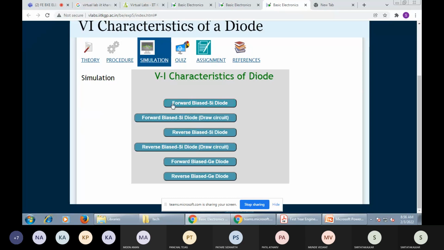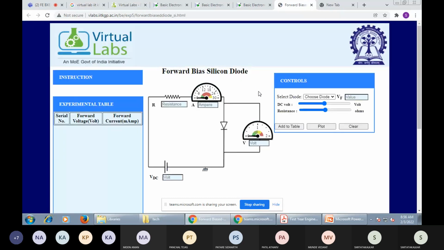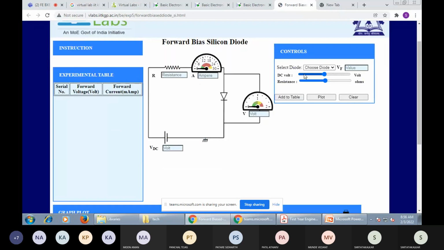First, simulate the forward bias of the silicon diode. Click on that forward bias of the silicon diode. The origin is 0. Okay.